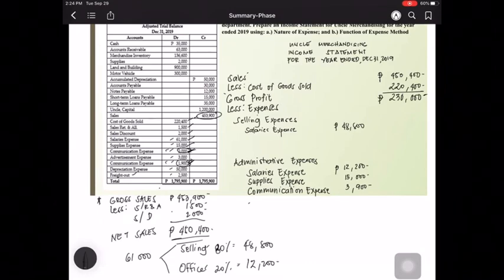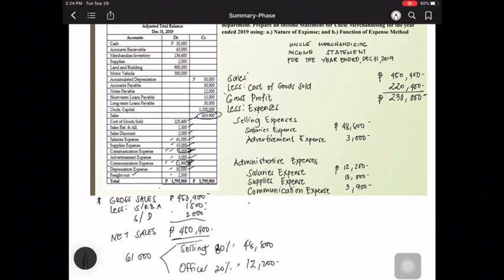And we have here your advertisement. From the term itself, immediately you would know that it is intended for the selling of the product already. So advertisement expense is part of your selling expense for the amount of 3,000 pesos. And we have here, of course, your depreciation expense.